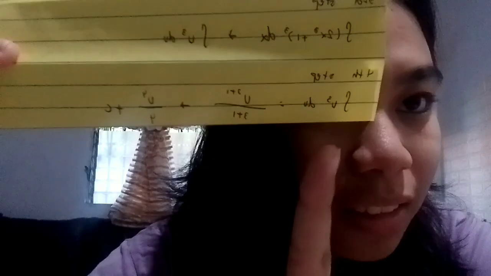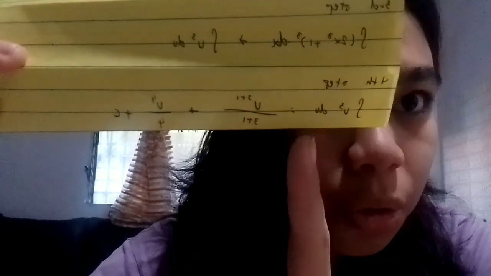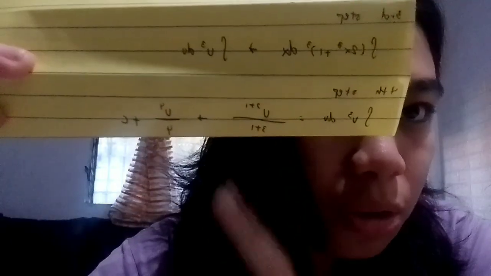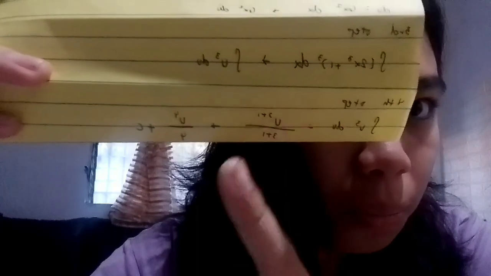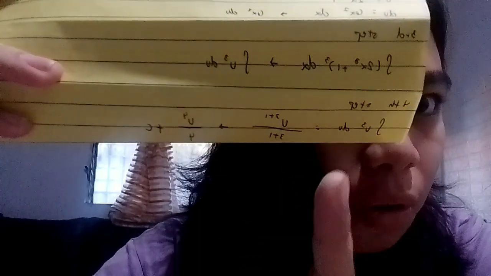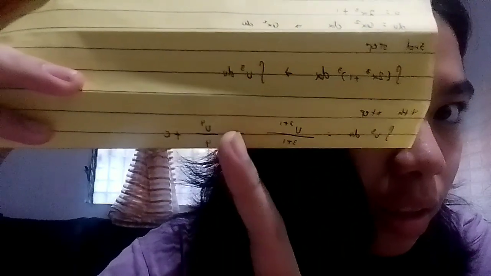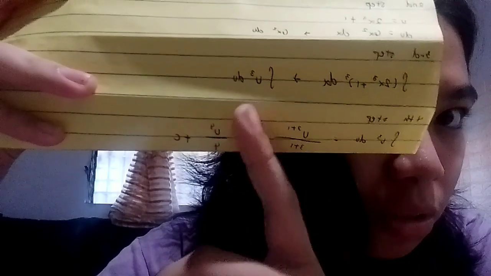After doing that, you can now solve it using the power rule, our fifth rule. So it will look like this. The antiderivative of u cubed with respect to u is equal to u raised to 3 plus 1 over 3 plus 1. That way, u raised to 4 over 4 plus c.